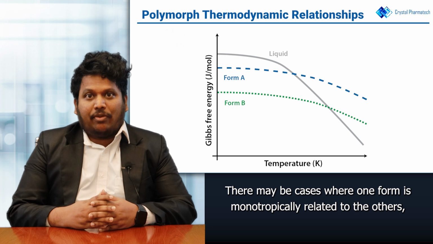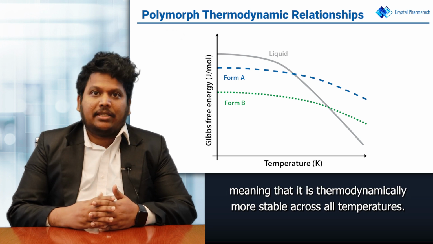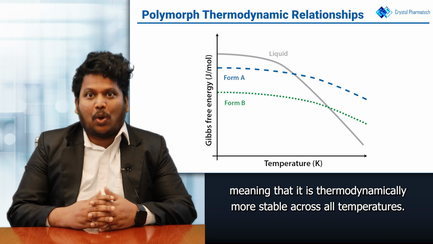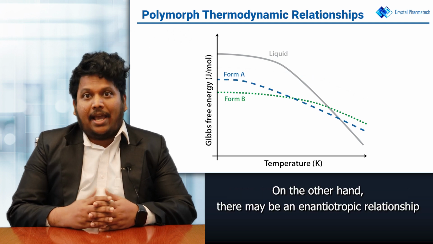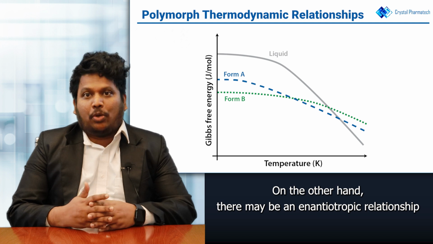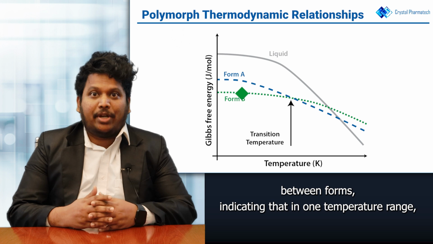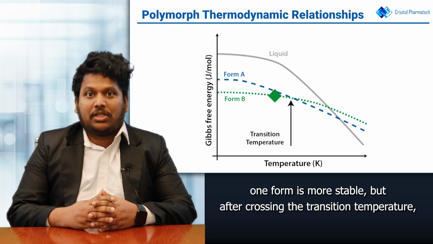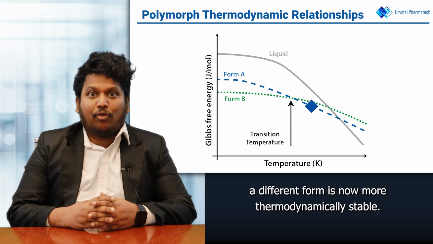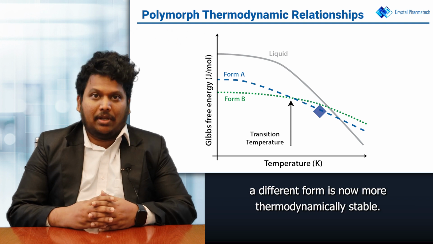There may be cases where one form is monotropically related to the others, meaning that it is thermodynamically more stable across all temperatures. On the other hand, there may be an enantiotropic relationship between forms, indicating that in one temperature range, one form is more stable. But after crossing the transition temperature, a different form is now more thermodynamically stable.